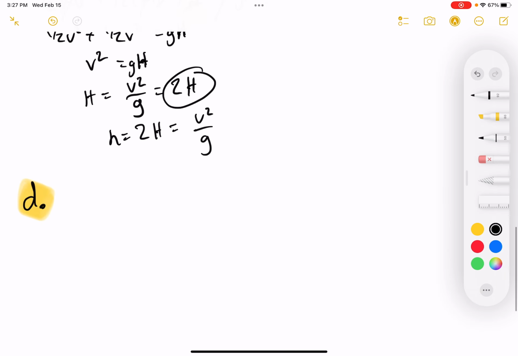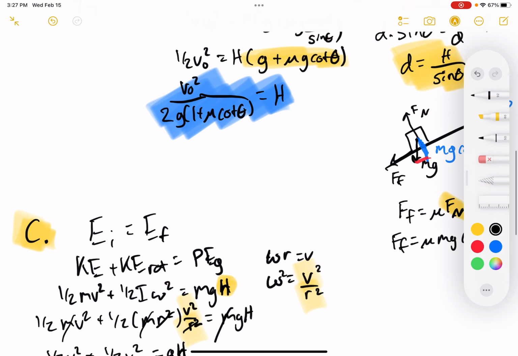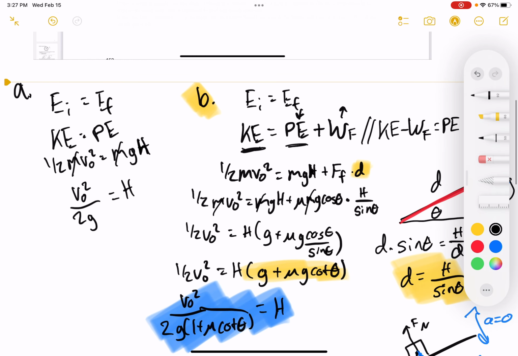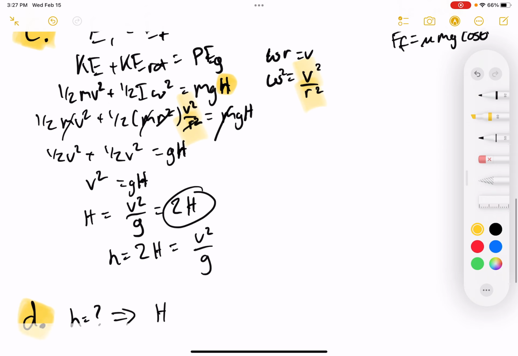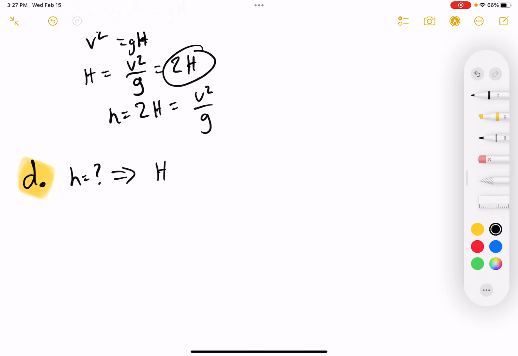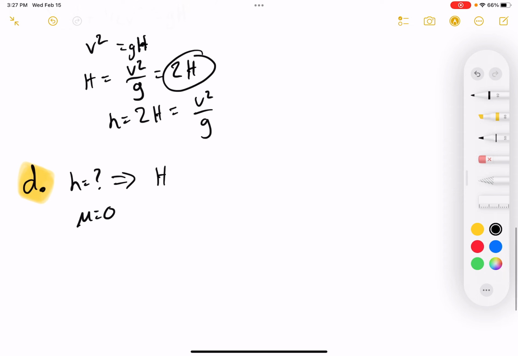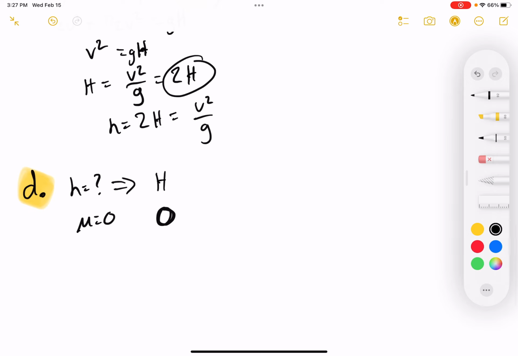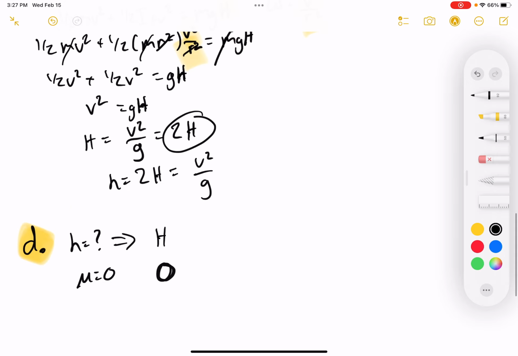So, for this one, we're once again trying to find our height. So we're really trying to find how high we go up, and we want it in terms of capital H, which we found in part A, right? So we found that our height was v squared over 2g. Now, if there is no friction, right, so mu equals 0, that means however much it's rolling isn't going to change, right? That's not going to change.